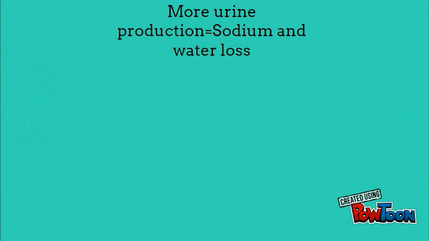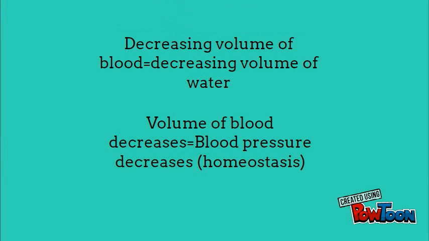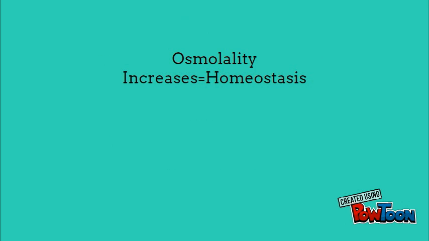There is sodium and water loss because of the increased production of urine. This reduces the volume of circulating blood, also decreasing the volume of water. This raises osmolality, back to homeostasis. ANP essentially has the converse effects of ADH.